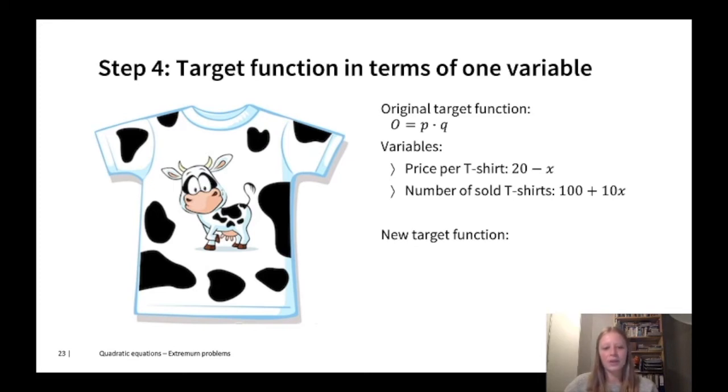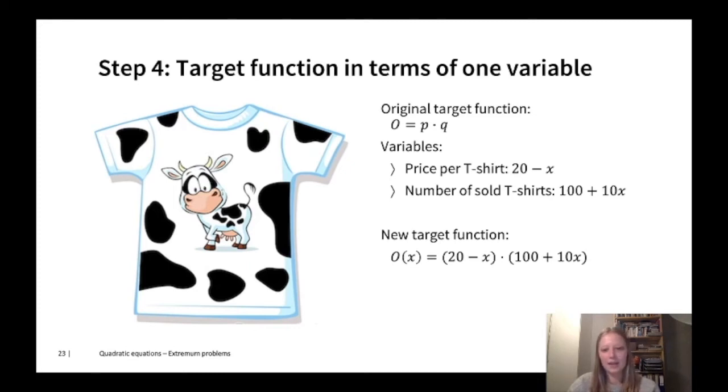Our variables that we found in step 3 are now: the price per t-shirt is 20 minus X, and the number of sold t-shirts is 100 plus 10 times X. So let's replace P and Q in our original target function by our new variables, and this is what we get. O of X equals (20 minus X) times (100 plus 10X).